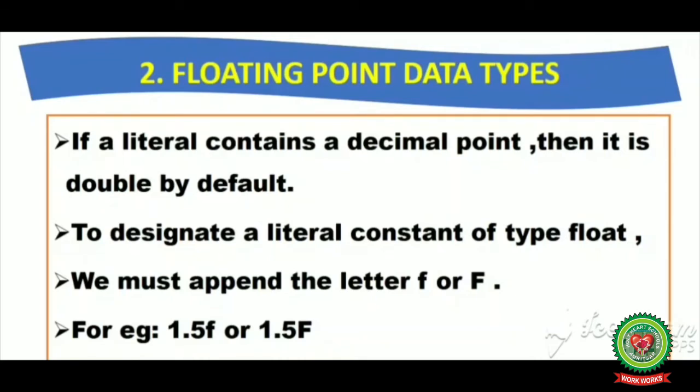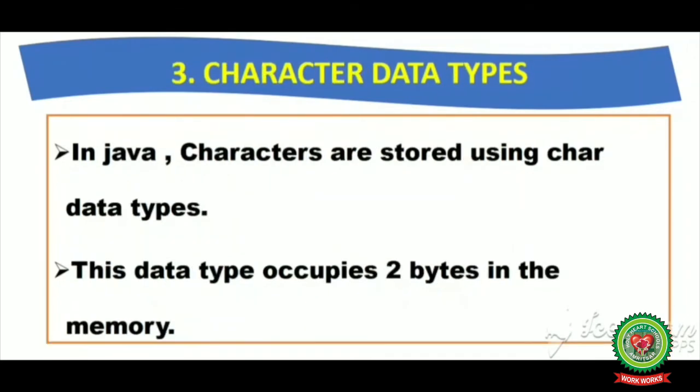To designate a literal constant of type float, we must append the small letter f or capital letter F. It means if we want to make any digit of float type, then we must write the letter F with it. For example, 1.f or 1.5F. This way we can make any value of float type. And if it is not float type, it is a decimal value of double type.